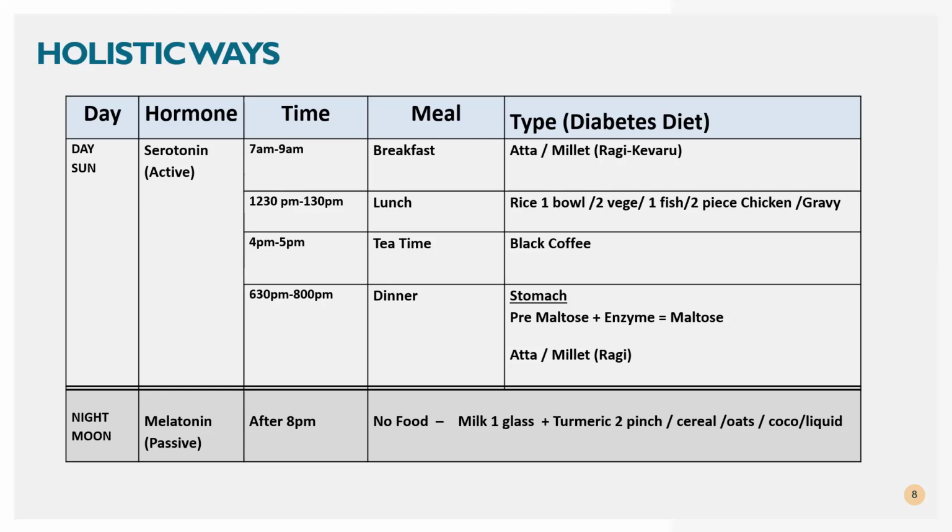And after 8 p.m., stop all your food. If you feel like you want something to drink before you sleep, maybe 15 or 30 minutes before sleep, you can take a glass of milk mixed with a small pinch of turmeric, then mix it and drink it to make sure you don't get hungry at 3 o'clock in the morning.